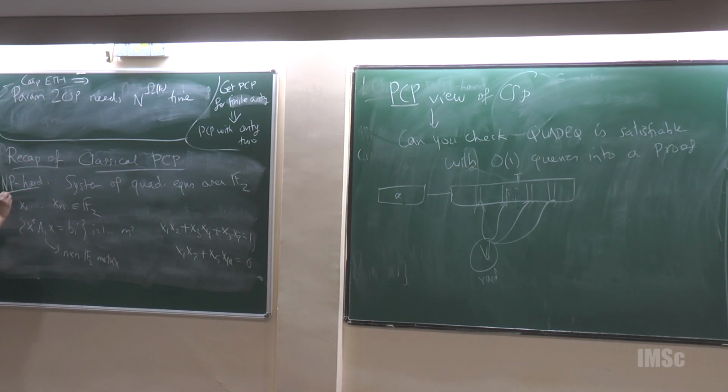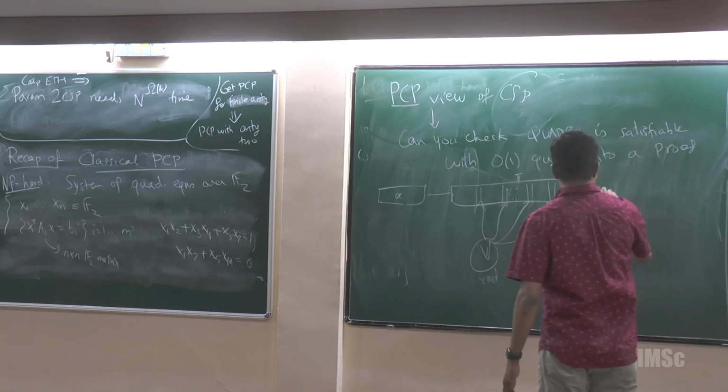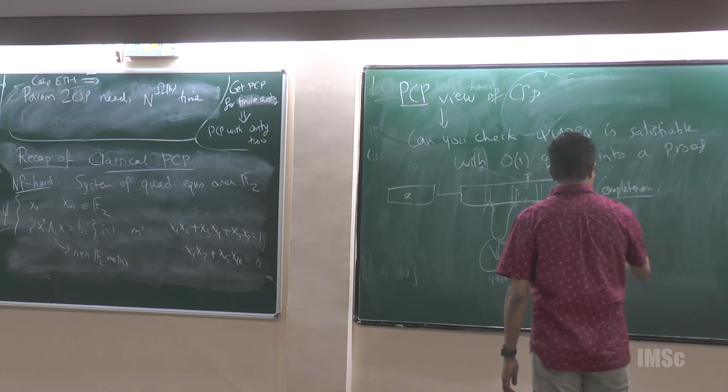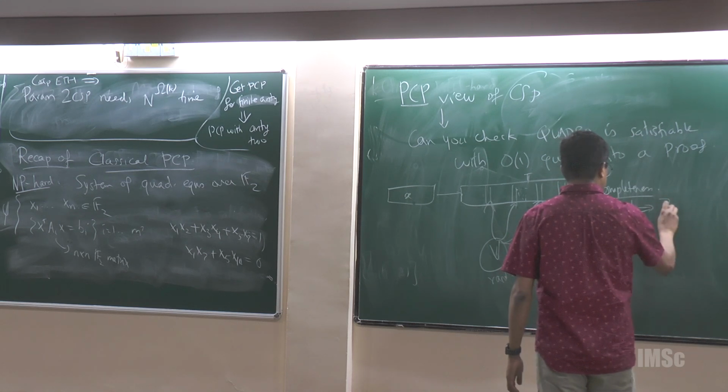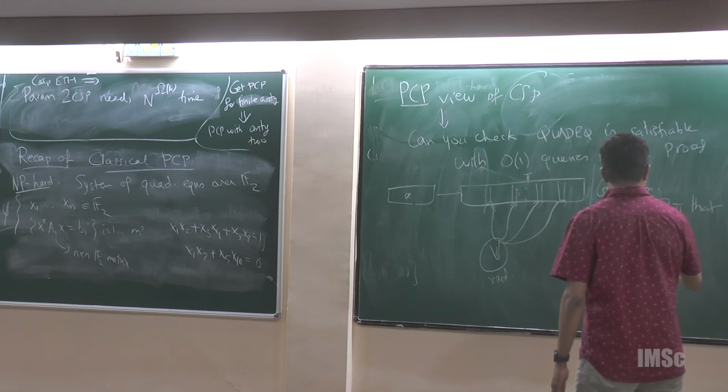So let's call this instance psi. What does the PCP guarantee give you? It gives you completeness and soundness. Completeness means that if psi is satisfiable, then there exists a pi that verifier V accepts with probability 1.